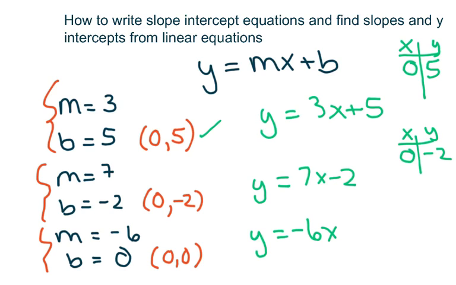Alright, so now we're going to look at some where we have to find the slope and y-intercept and then write it. So we have some odd looking equations here. We're going to try this one: 3y equals 2x minus 9. Now I want to write this in slope-intercept form. So basically, everything's in slope-intercept form except this 3 here.